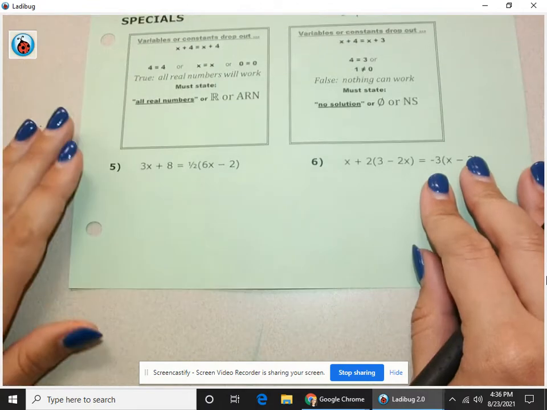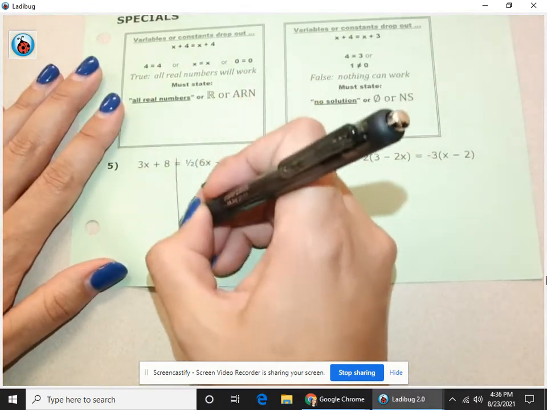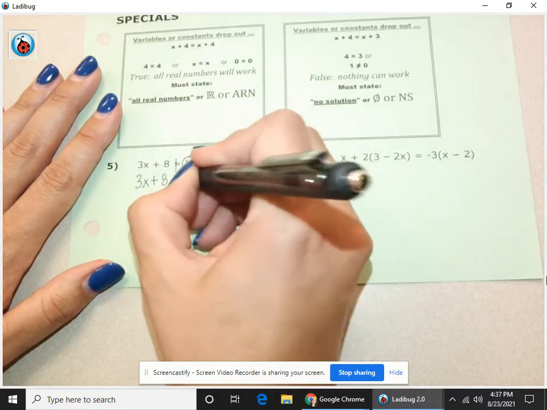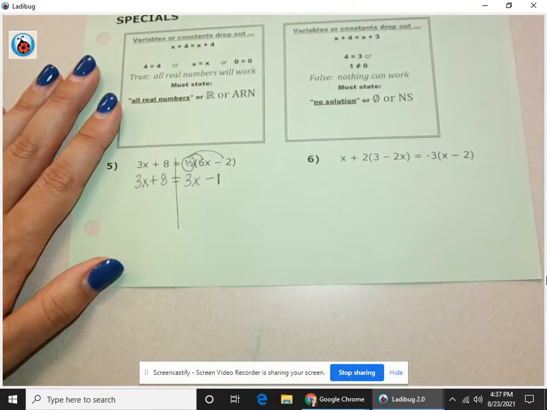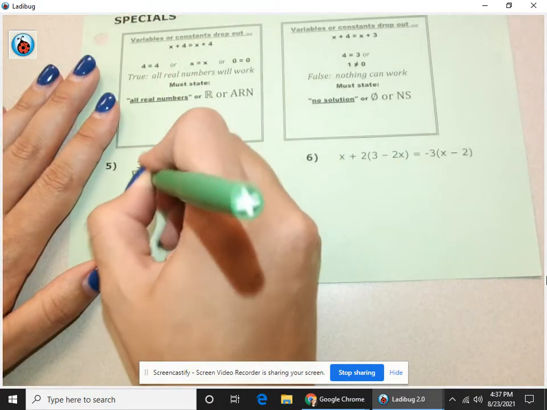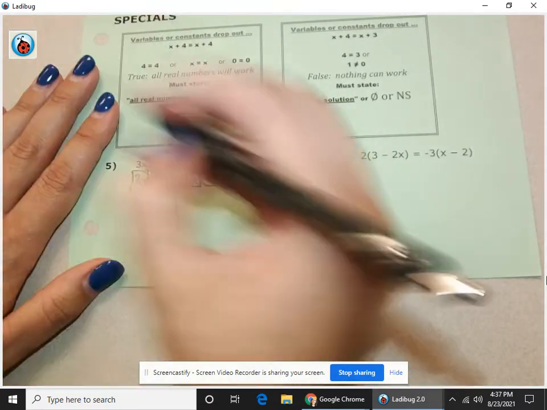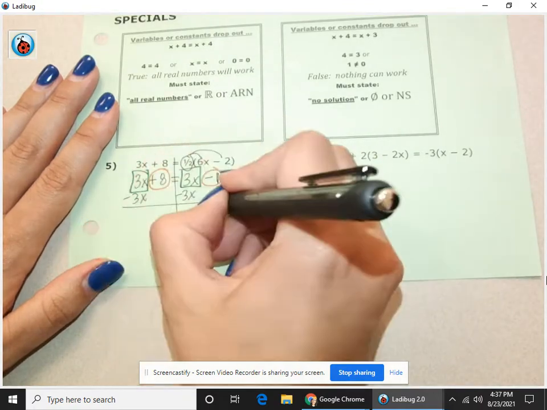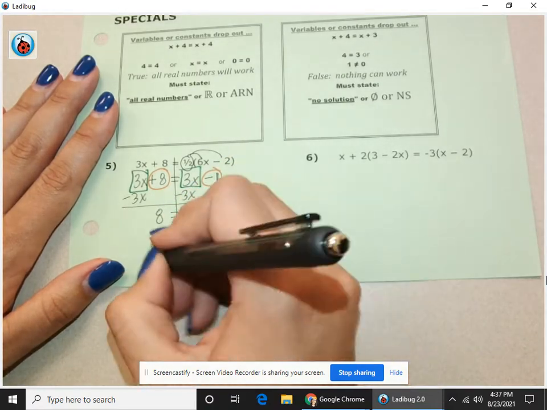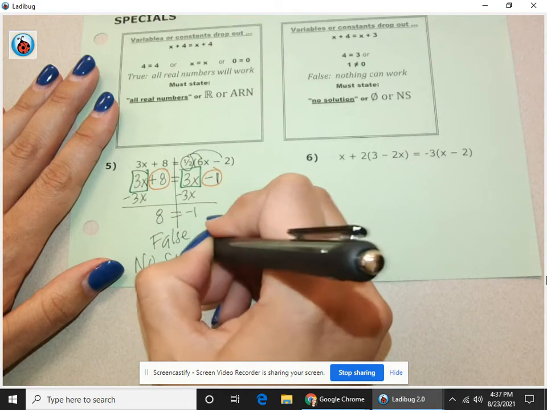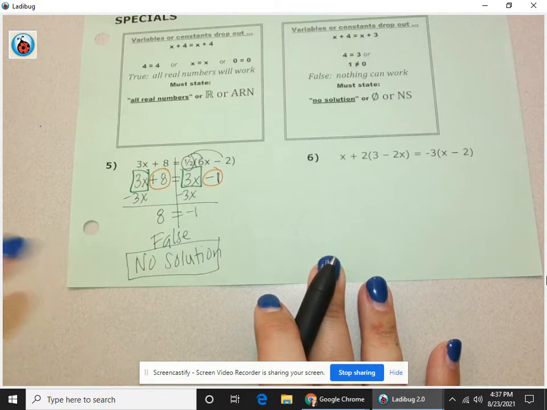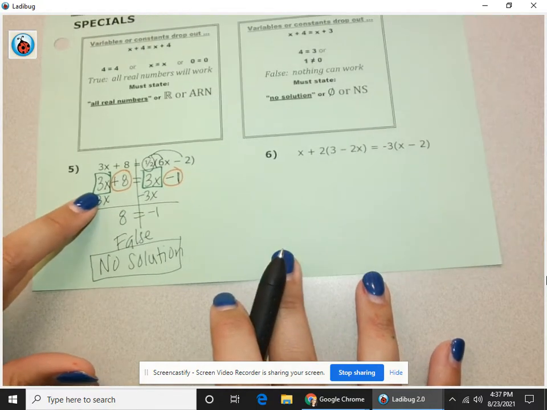So when I'm looking at problem number 5, I'm going to solve like normal. So I'm going to distribute. So I've got 3x plus 8 equals 3x minus 1. I'm looking at my like terms, and I'm going to move my x to the other side to get 8 equals negative 1. This is a false statement. That means the answer is no solution. 8 can never equal negative 1. Never, ever, ever. So whatever number we plug in here, it will never be correct.